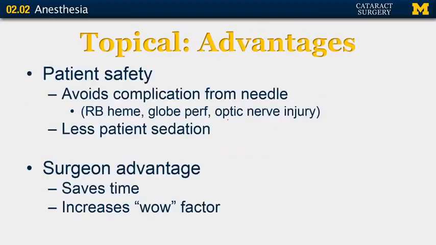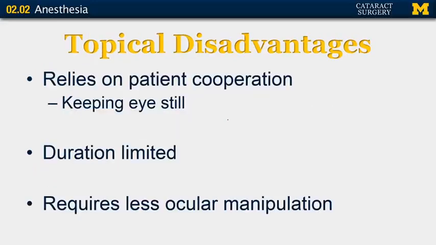The advantages of using topical anesthesia are many. Mainly, you provide more patient safety in that you avoid complications from the needle, as we had discussed previously. Also, less patient sedation is required. There are advantages for yourself as a surgeon as well. It saves you time and increases the wow factor since the patient doesn't have to be patched after surgery. The disadvantages of using topical anesthesia are that you rely on patient cooperation. They have to keep their eyes still. The duration is limited, and it requires less ocular manipulation on your part.